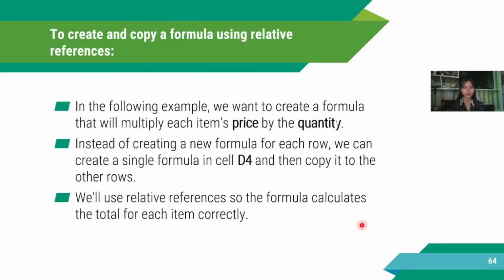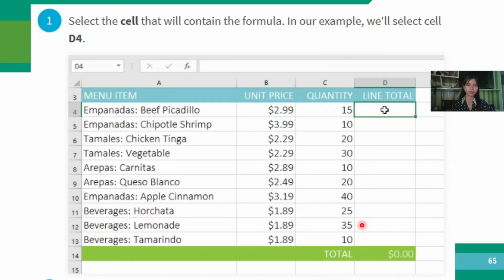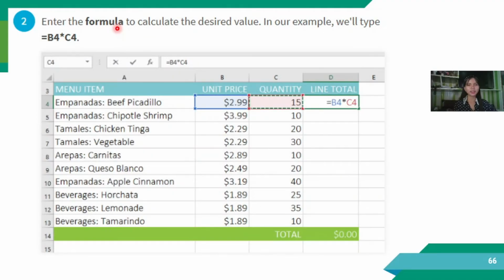So we'll use the relative references so the formula calculates the total number for each item correctly. So number 1, select the cell that will contain the formula in our example. We'll select the cell D4. Again, the item, then menu price, the quantity, and the line total. Sige. So let's proceed. Enter the formula to calculate the desired value. In our example, we'll type B4 times or multiplied to C4.